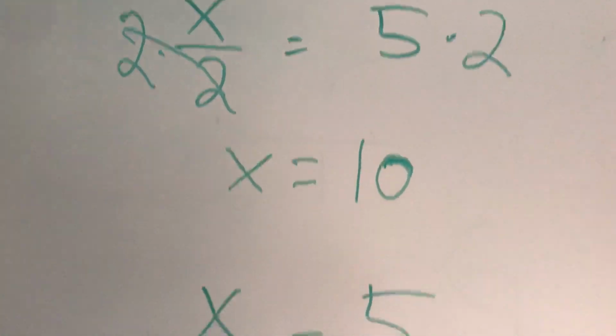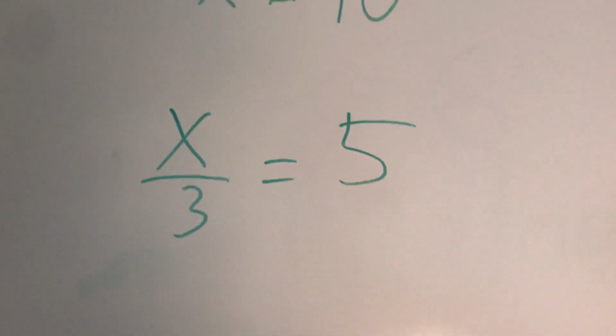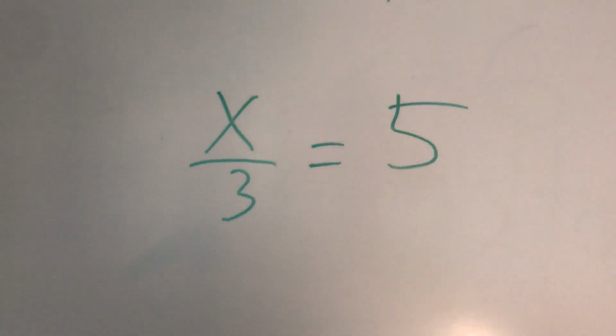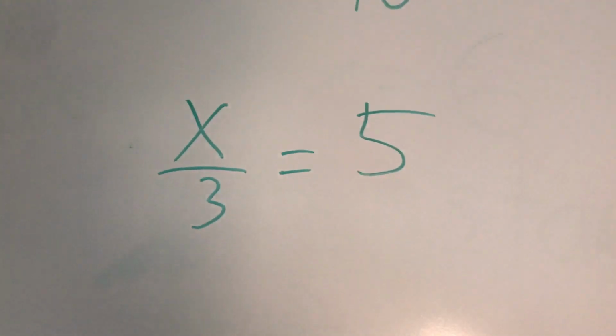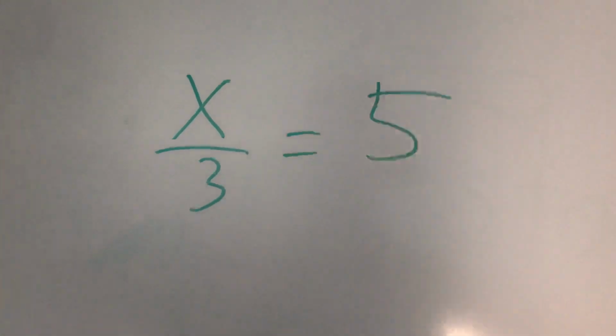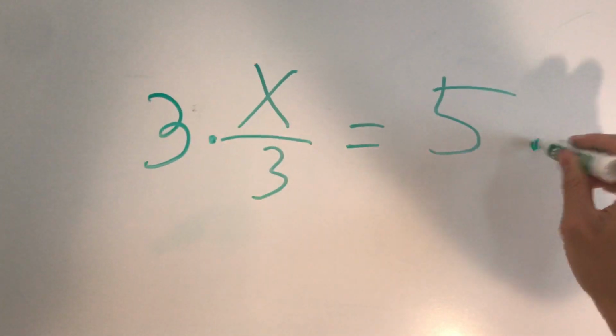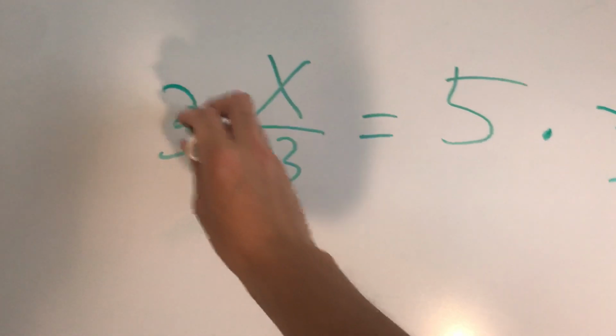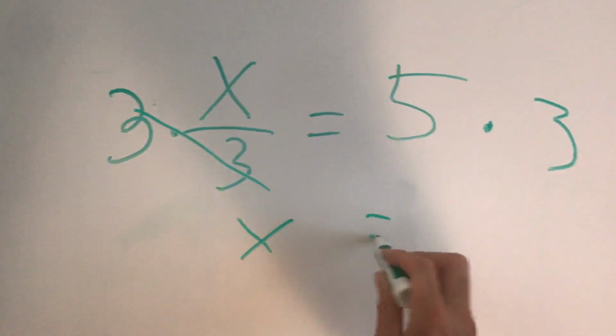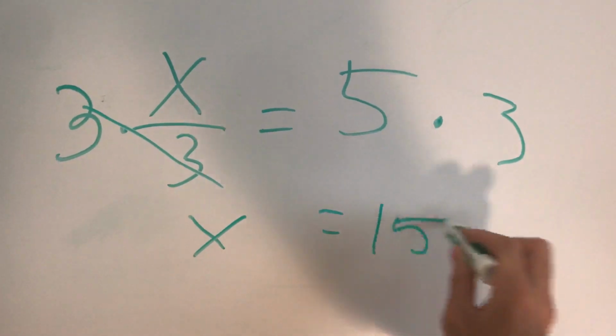Okay. Now we have x divided by 3 equals 5. Simply do the opposite. It's being divided by 3, so multiply by 3. On both sides, of course. On the left, the 3's cancel out. You're left with an x. On the right, 5 times 3 equals 15.